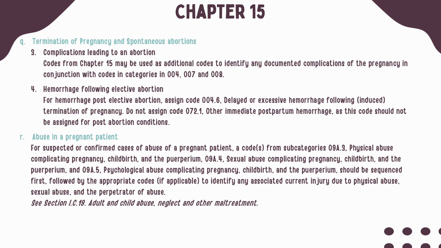When abuse is suspected or confirmed during pregnancy, a code or codes from subcategories O9A.3, O9A.4, or O9A.5 should be assigned, followed by the appropriate codes to identify any associated injuries because of the abuse.